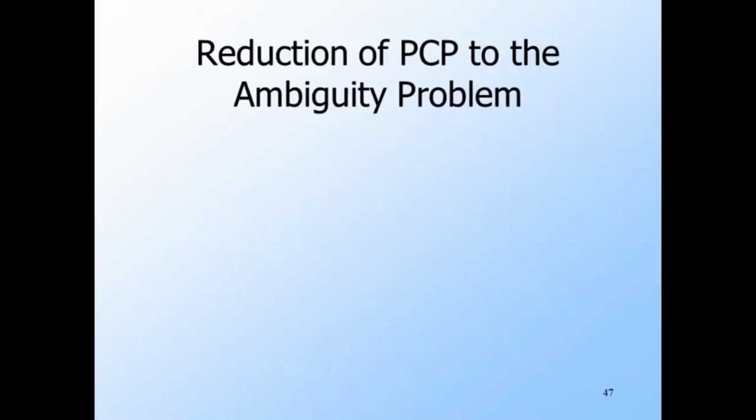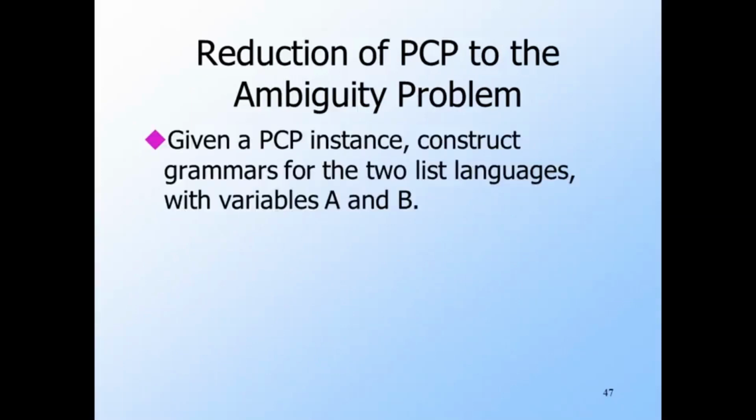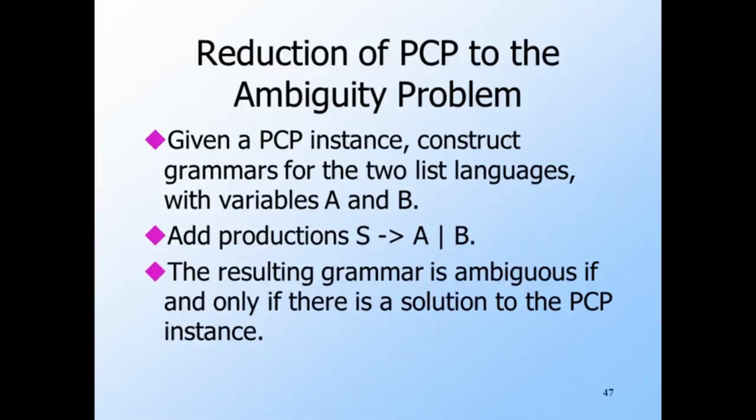We're now ready to show how to reduce PCP to the ambiguity problem. Given the PCP instance, construct the two list languages with variable A for the first strings of the pairs and B for the second strings of the pairs. Then add the productions S goes to A and S goes to B. Of course, S is the start symbol of the grammar. We'll show the resulting grammar is ambiguous if and only if there's a solution to this instance of PCP.